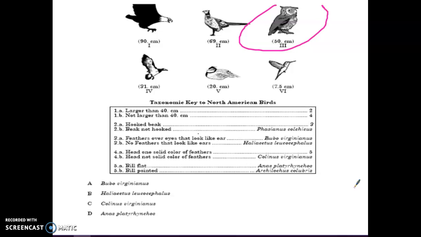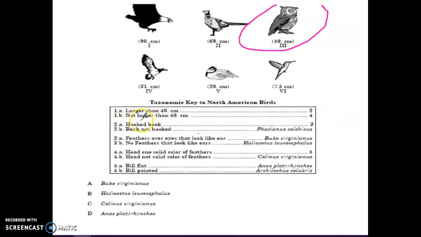Okay, so we want to know what bird 3 is. Let's start at step 1. Larger than 40 centimeters or not larger than 40 centimeters? Well, it tells you right here he's 50 centimeters. So that means he's larger than 40. So I'm going to go to step 2.